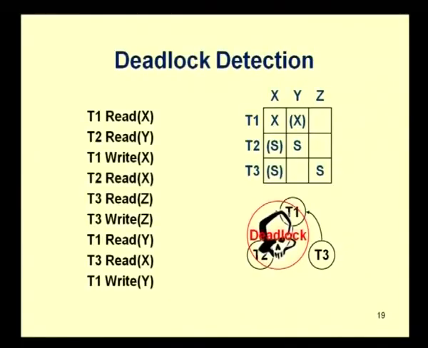Remember, you can wait for different data items also. In this case, T2 is waiting for T1 to release X, and T1 is waiting for T2 to release Y. So, 2 data items, but 2 transactions. That is about how to detect. You have a wait-for graph, you form this table and draw the graph. If the wait-for graph has a cycle, then you know that there is a deadlock.